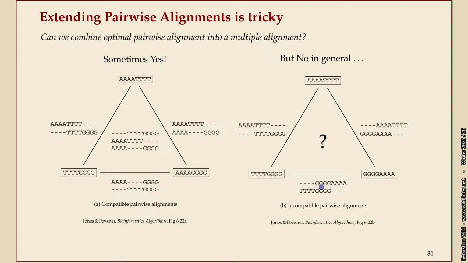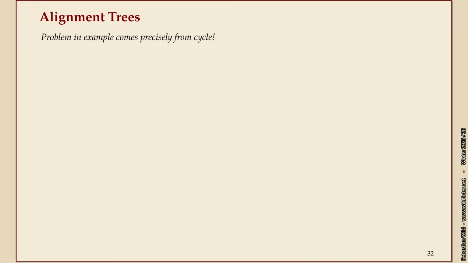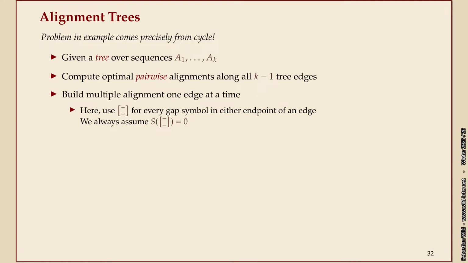Tough luck. So what can we do? The thing that goes wrong here is precisely that we looked at things in a cycle, and if you don't do that, everything's fine. In particular, you can think of arranging your sequences in some tree. So for 3, you could have done just a path. And in general, you can do a path, but it works for any tree.